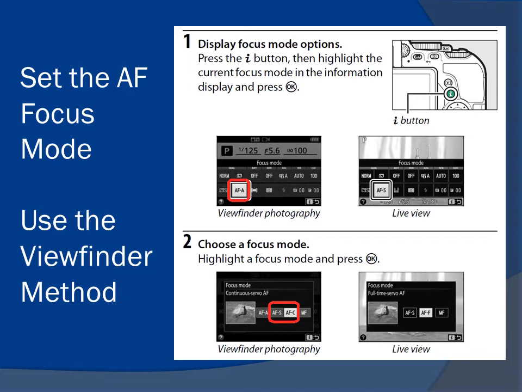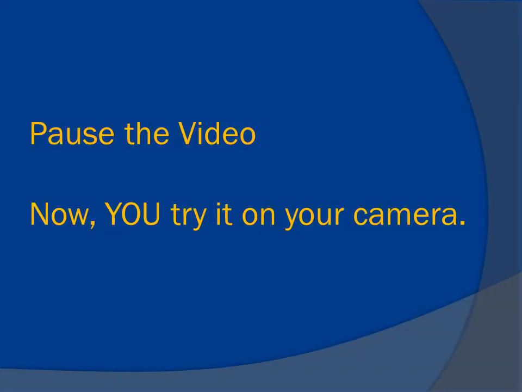This is where you can select the focus mode that you want, either AFS or AFC. Move over it with the round direction pad, or tap whichever one you want, AFS or AFC. Pause the video. Now, you try it on your camera.